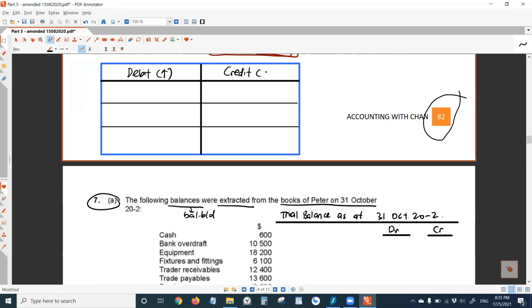A common misunderstanding in students is they think that debit always means increase, or credit always means increase. No, it depends on what item you are talking about. So for assets account, expenses account, and drawings account, the debit side means increase. That means the other way around means decrease. Make sure you draw this table. It's very helpful to you.